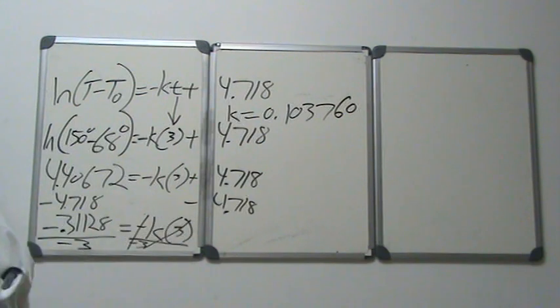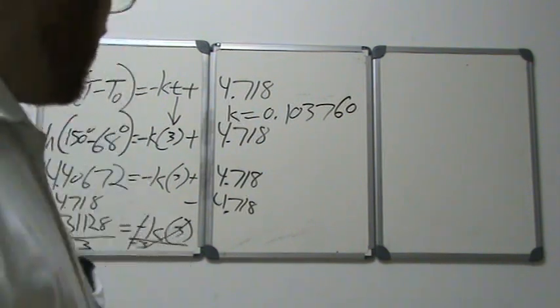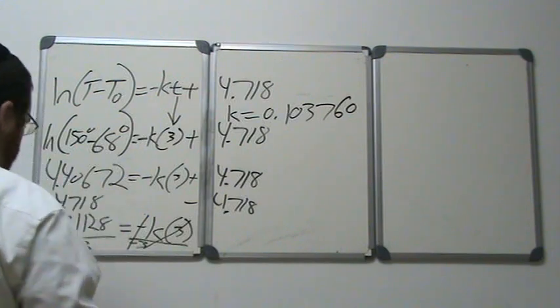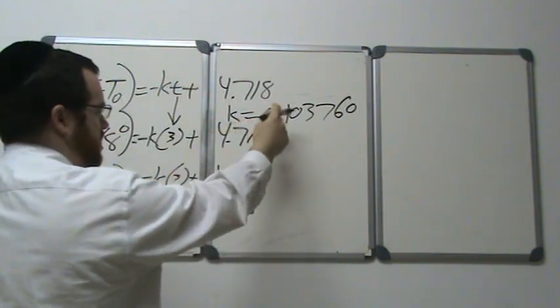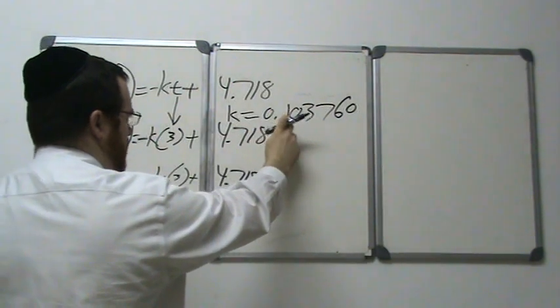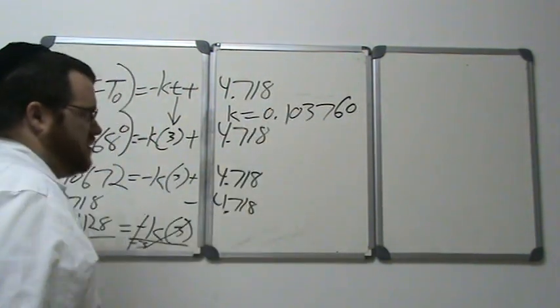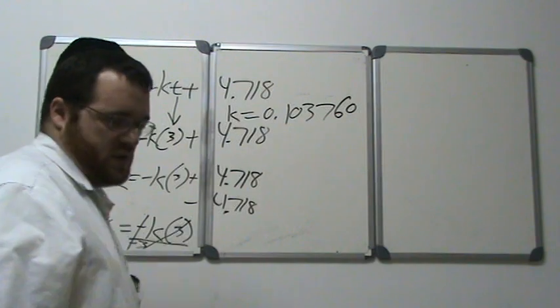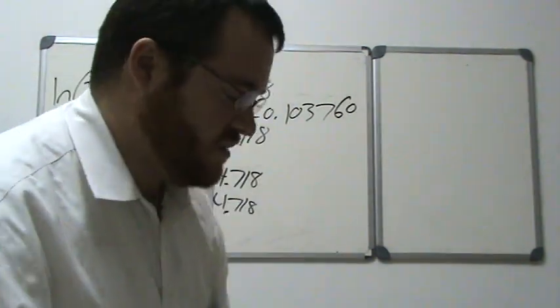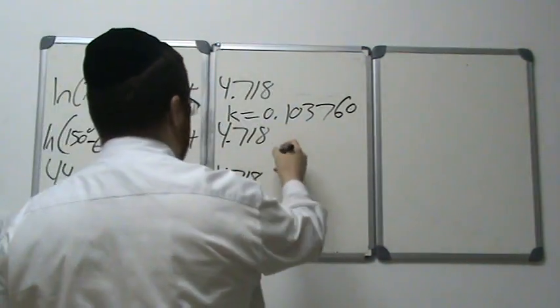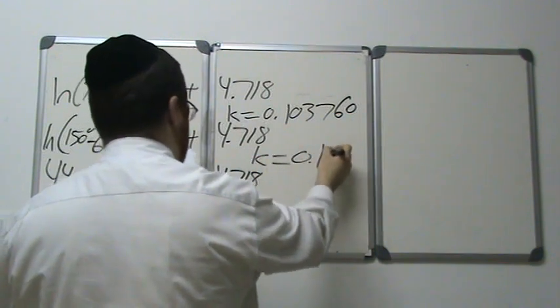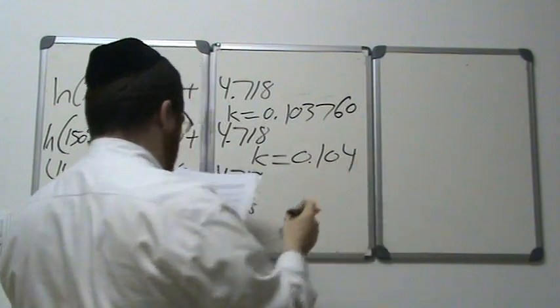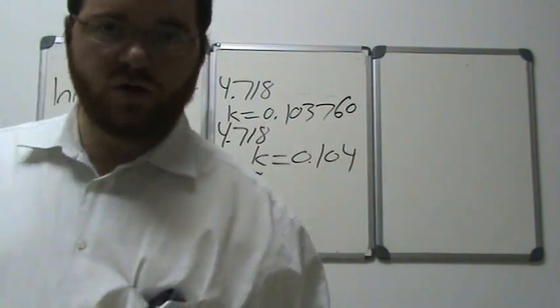Get rid of the negative and the 3. Divide both sides by negative 3. You get k is equal to 0.10376, and it says rounded to the nearest thousandth. To the nearest thousandth, k is equal to 0.104. That's part 1 of question 39.